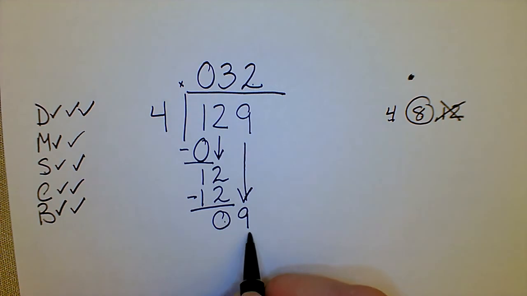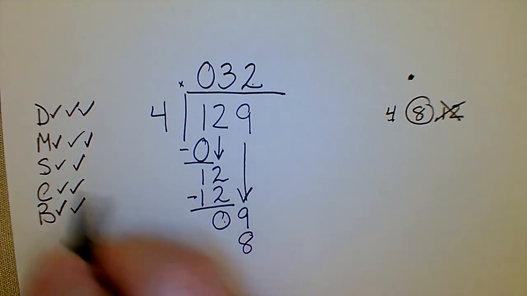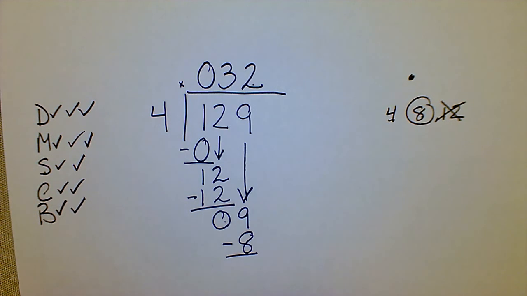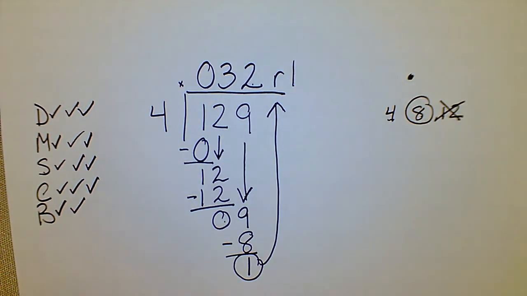2 times 4 is 8. That's the multiplying part. Now I have to subtract. And I have 1. Now I have to check. 1 is less than 4. Is there anything left to bring down? No. But then I have to think to myself, is there anything I can bring back up? And sure enough, there's a remainder. So I want to show that I have a remainder of 1.